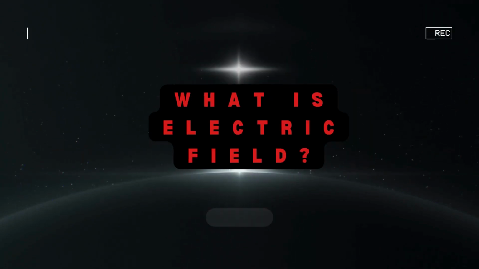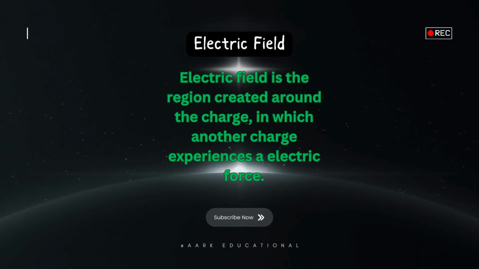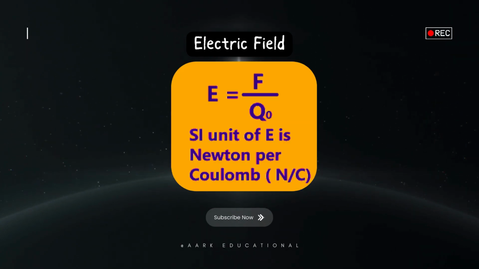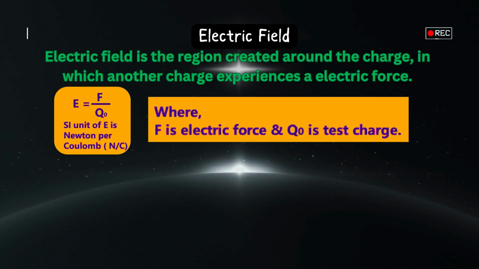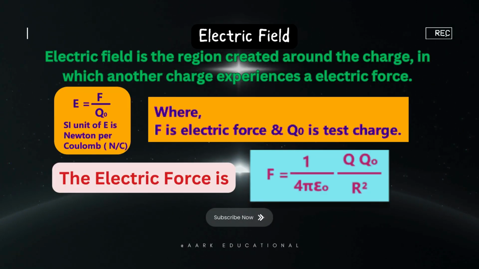What is electric field? Electric field is the region created around the charge in which another charge experiences an electric force. So the basic formula for electric field is electric force divided by test charge placed in the electric field. The SI unit is Newton per Coulomb. We know that the electric force is calculated by Coulomb's law.